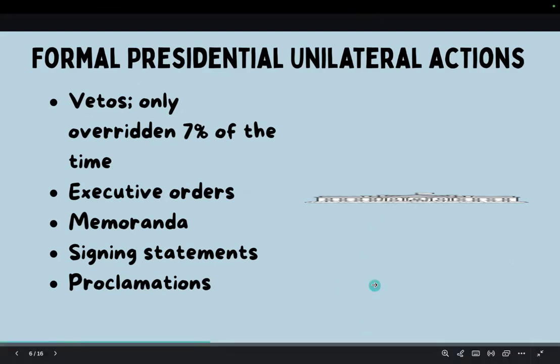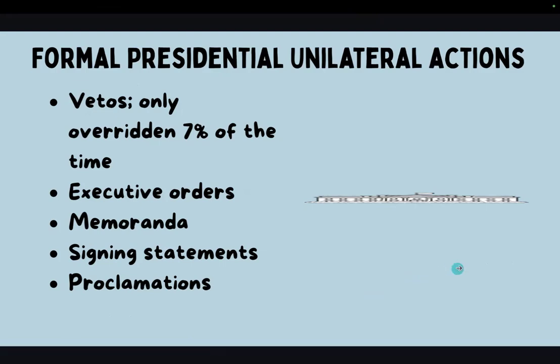These are some of the other unilateral actions a president can do. Example of a proclamation: February is Black History Month, and a president, almost every year, typically declares it is Black History Month.